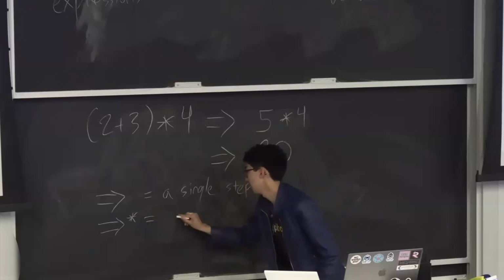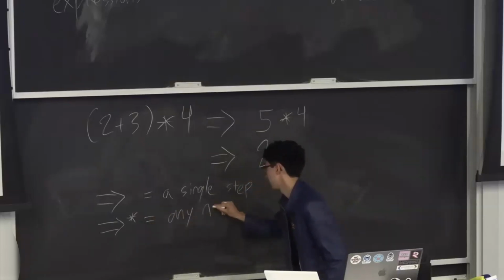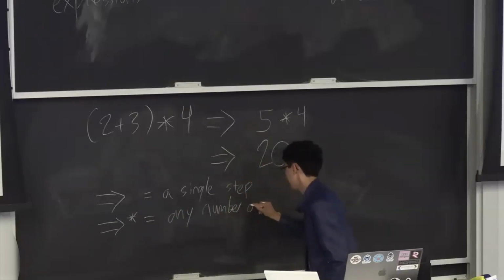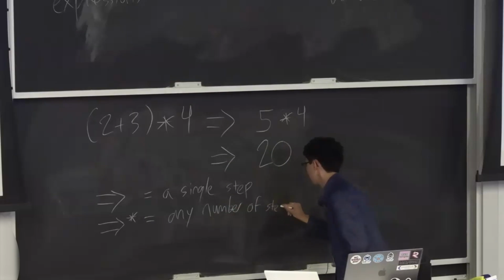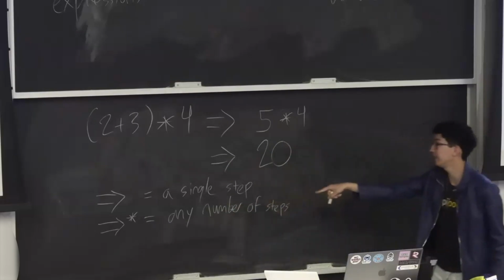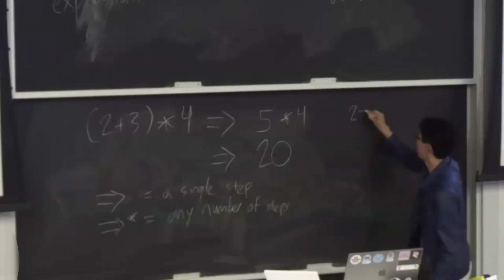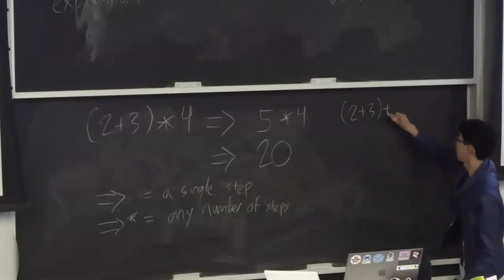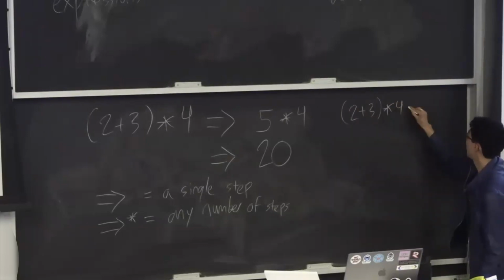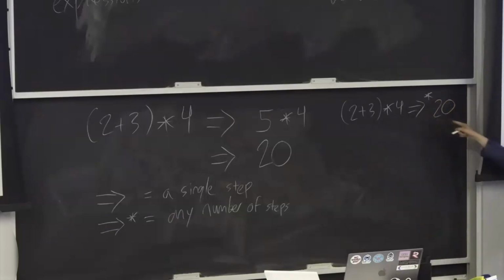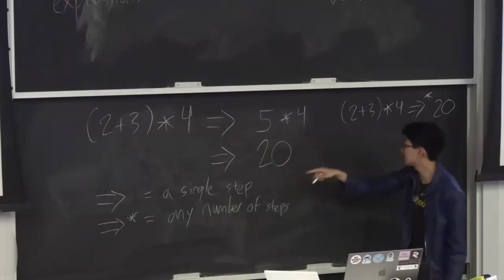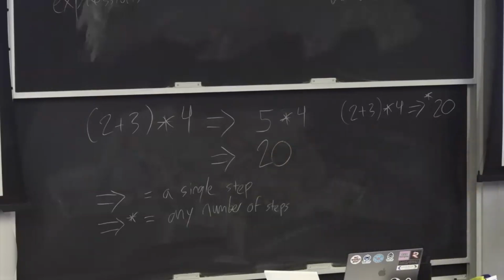Equals any number of steps. Usually it'll be until termination, right? So we'll say that 2 plus 3 quantity times 4 arrow star steps to 20, after taking an unlimited number of steps, well, 2 steps. But this is just our shorthand, because sometimes we don't have time to write out all of these. I'll just say arrow star 20.